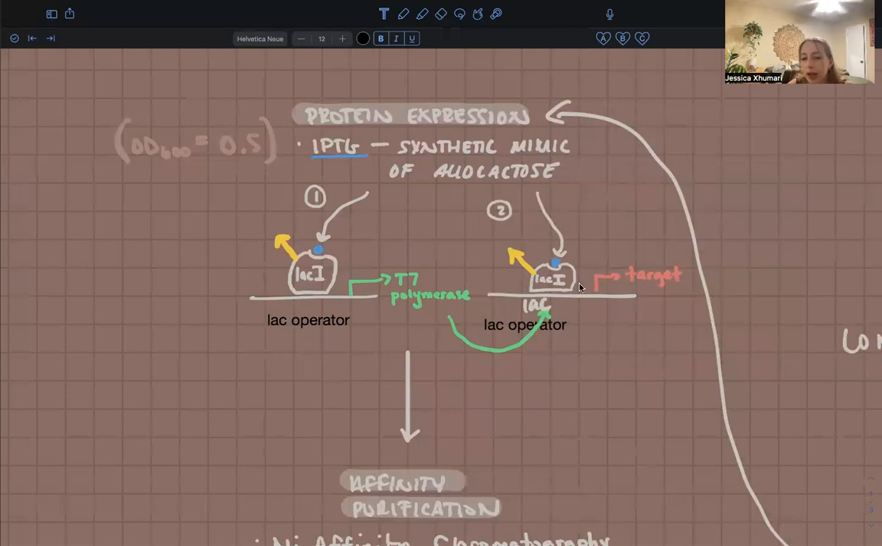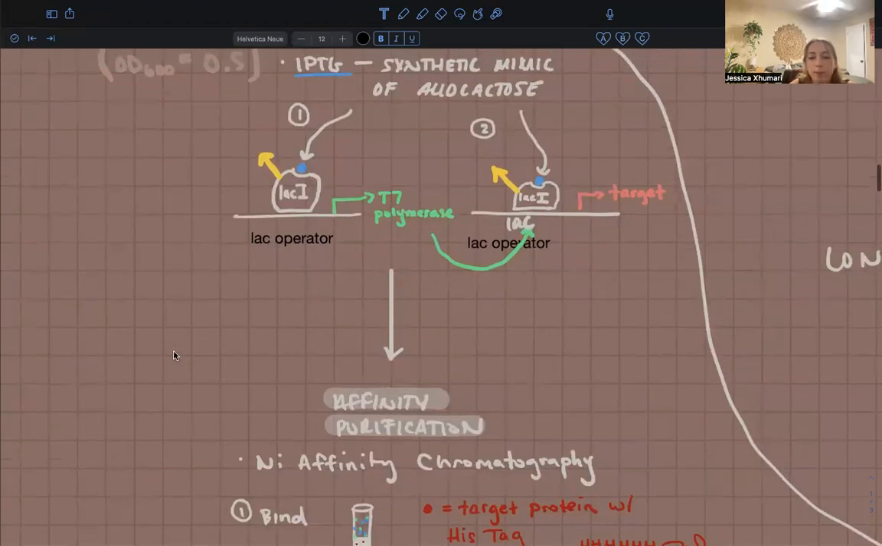But again, we have LAC-I here. However, IPTG binds allosterically to our LAC-I, telling it to move. And then our T7 polymerase can read the T7 promoter, which is over here, and then read that target gene, okay? In our case, alpha amylase. So that's basically what's going on. But again, this repressor doesn't have to be LAC-I, and the inducer doesn't have to be IPTG. It could be other things, like in the practice questions.